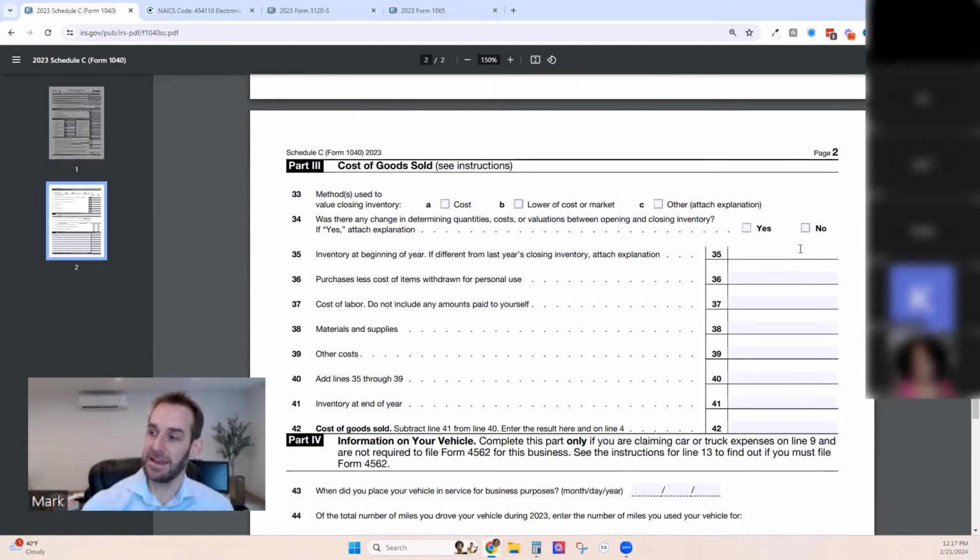And I'm going to go a little quicker through these expenses. But advertising, you may or may not have car and truck expenses. So this is where you can use either the mileage method or the actual expenses method. And for 2023, you get 65.5 cents per business mile, or you can deduct the business portion of your actual expenses, which include your gas, your maintenance, insurance, and depreciation.